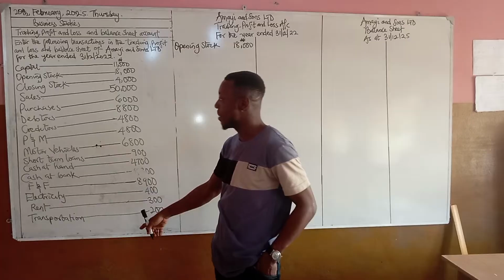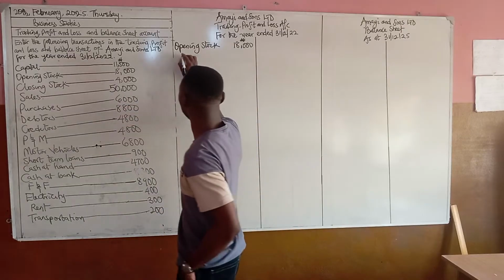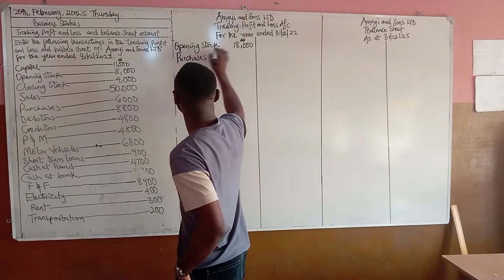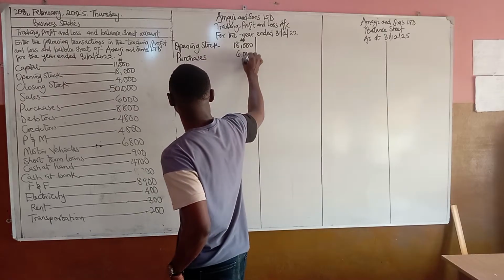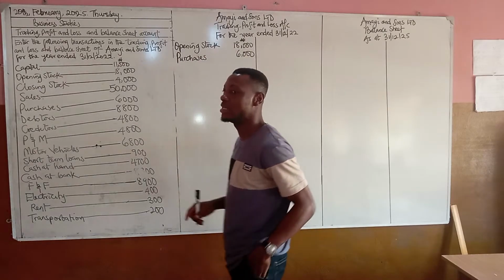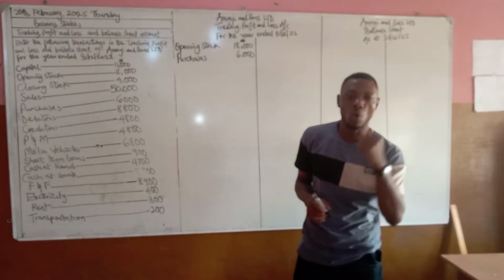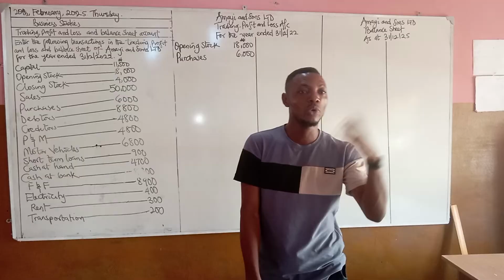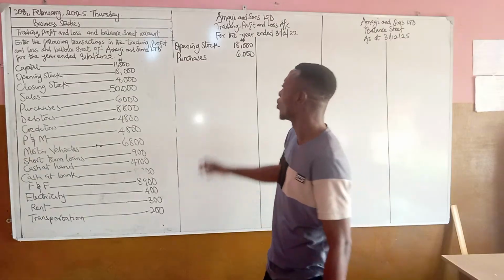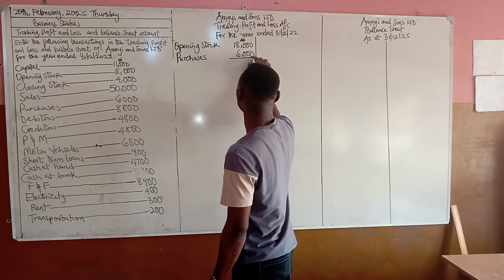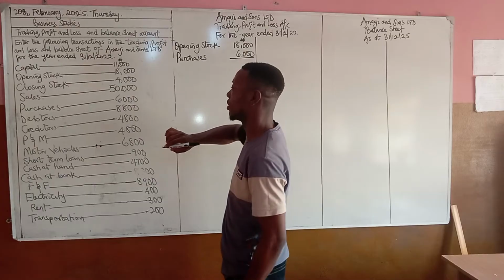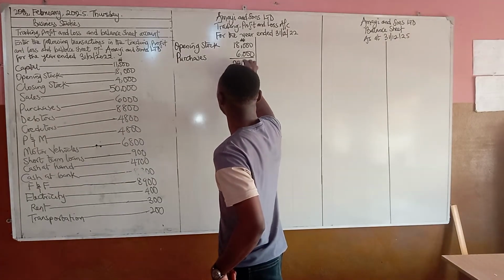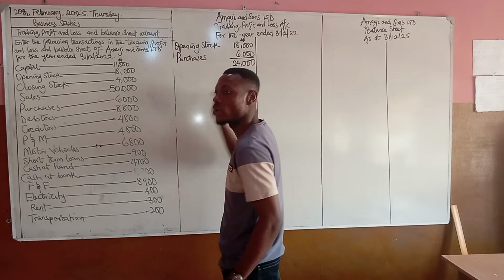Do we have purchases here? Yes, we have purchases. So our purchases is what? 6,000. Now the next item we are supposed to add is carriage what? Inwards. But do we have carriage inwards in the question? No. So what do we do? We skip it and we proceed. So once we add 18,000 plus 6,000, it gives us what? 24,000. Wonderful. So we are supposed to subtract something from this 24,000.